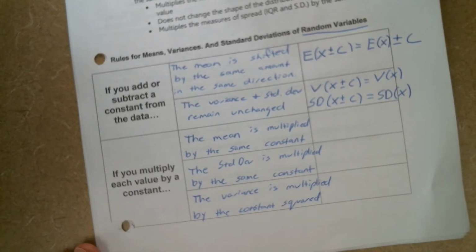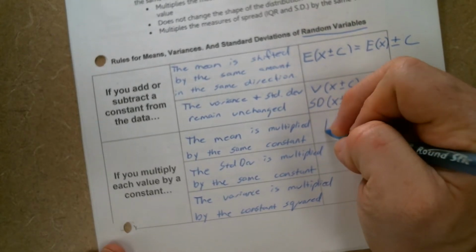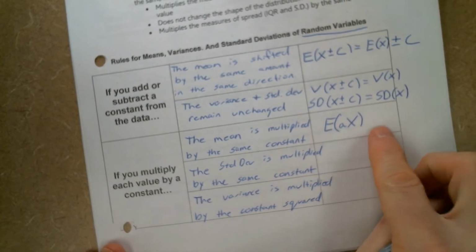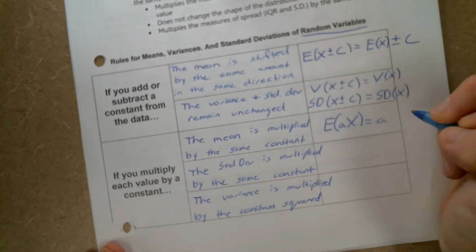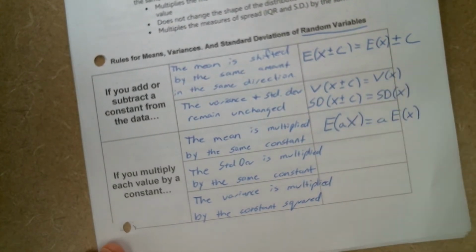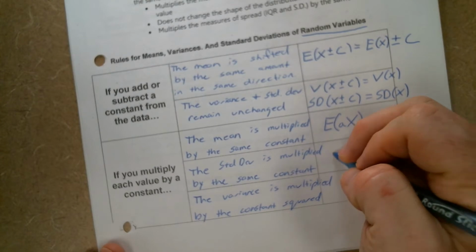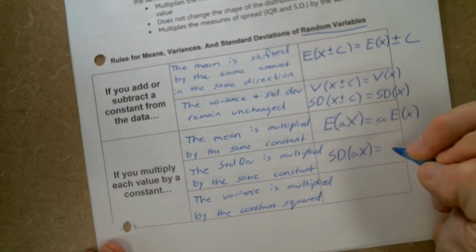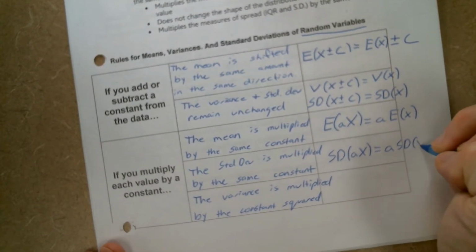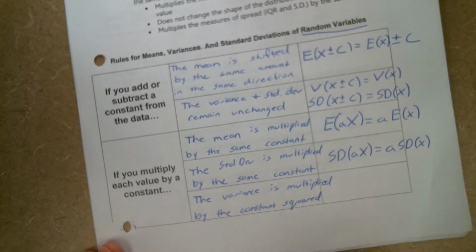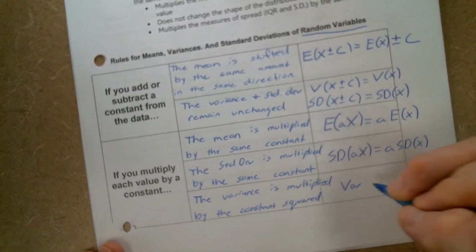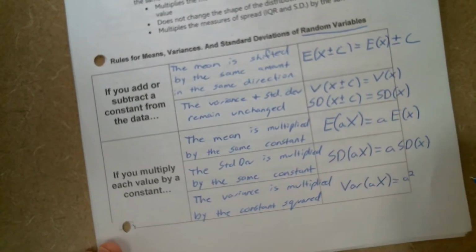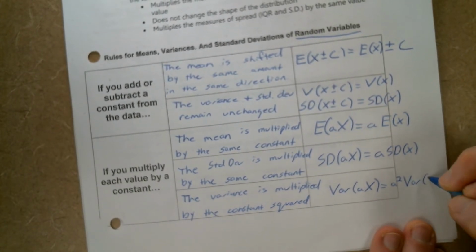All right, so again, in notation format, if you're doing the expected value where A is your constant and you're multiplying it by X, it's the same as just taking the expected value of X and multiplying it by A. If you're trying to find the standard deviation of a random variable X after it's been multiplied by a constant, it's just that constant times the standard deviation of your original X. And then last but not least, if you're trying to find the variance of a constant times a random variable, it's that constant squared times the variance of the original variable.